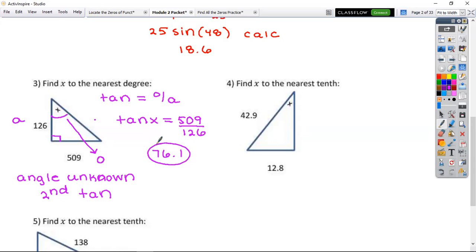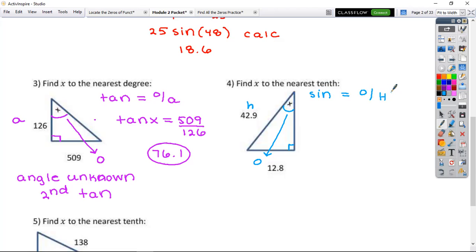Okay, so my next one, number 4. I have x is my point of reference. This is my 90-degree angle. Therefore, in this case, your 42.9 represents your hypotenuse. And then the 12.8 is across from it. And anytime you can draw an arrow, that represents your opposite side. So we have O and H. So you're going to look back up at SOH CAH TOA, and O and H is a sine function. So O over H.